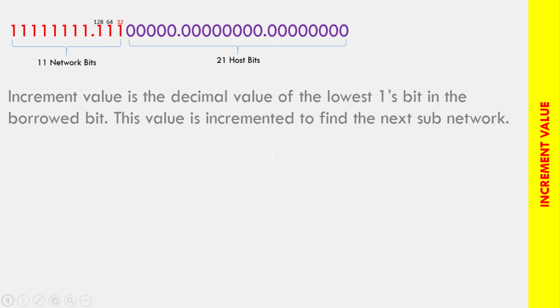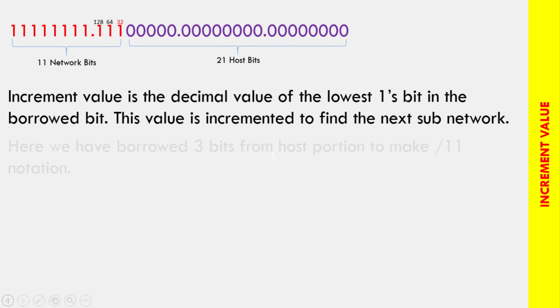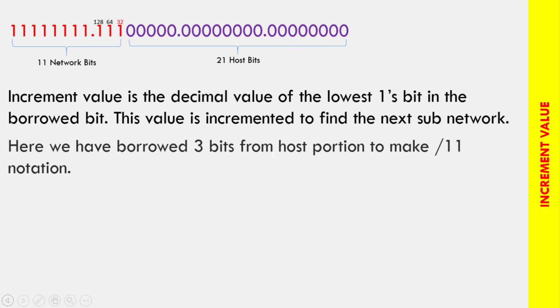Increment value is the decimal value of the lowest ones bit in the borrowed bits. This value is incremented to find the next subnetwork. Here we have borrowed 3 bits from the host portion to make the slash notation. Hence the increment value here is 32.